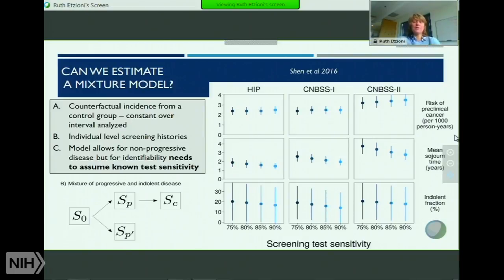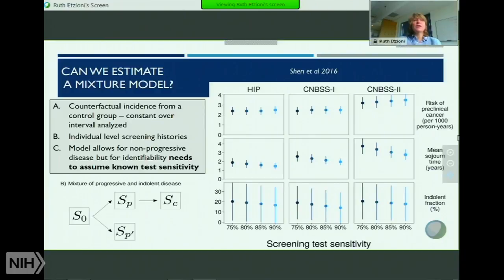And this final slide that I have here before wrapping up is really some investigations that we've done to see whether those progressive models that were fit to those breast cancer screening trials can be extended to estimate also a non-progressive fraction.